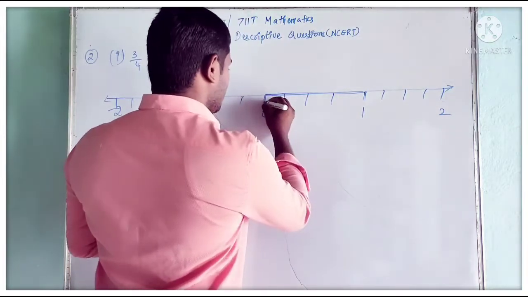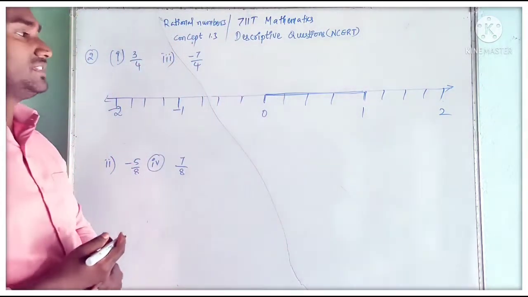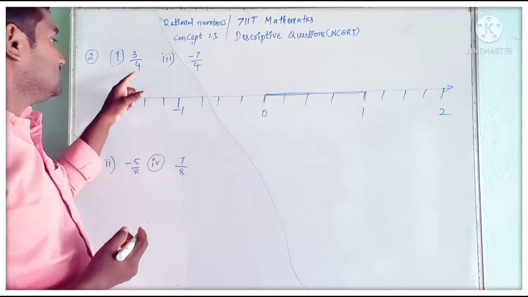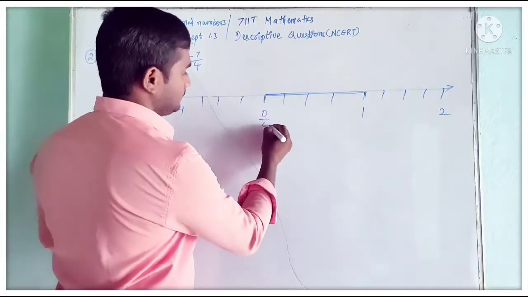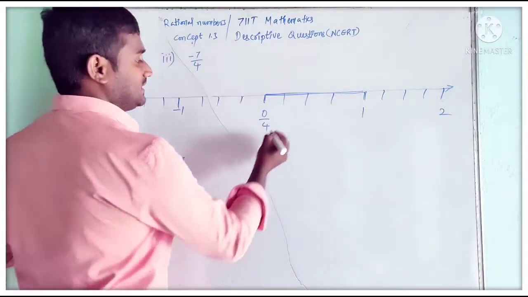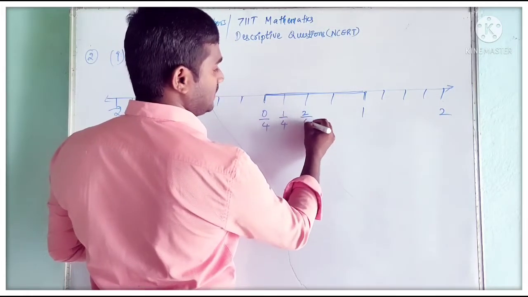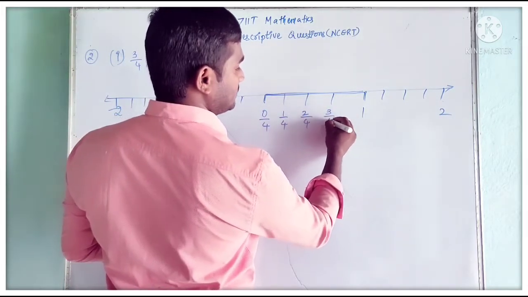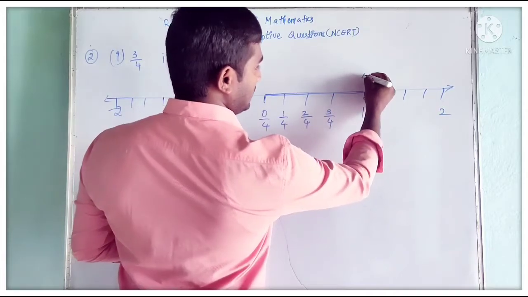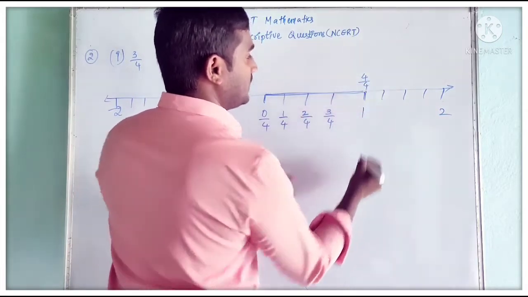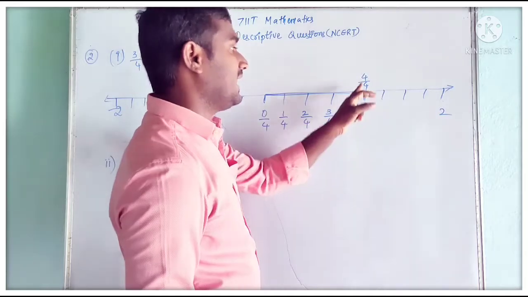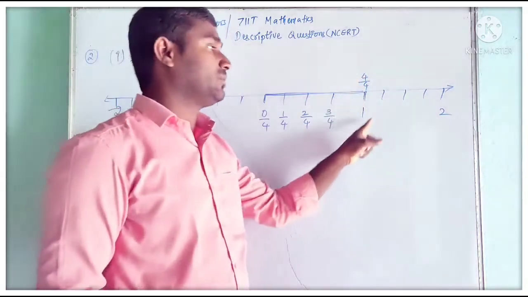Now we can write 0 as 0 by 4, and the next part we can represent as 1 by 4. Second part as 2 by 4, third part as 3 by 4, fourth part is 4 by 4. So 4 by 4 is equal to 1 itself. This 1 and 4 by 4 must coincide.